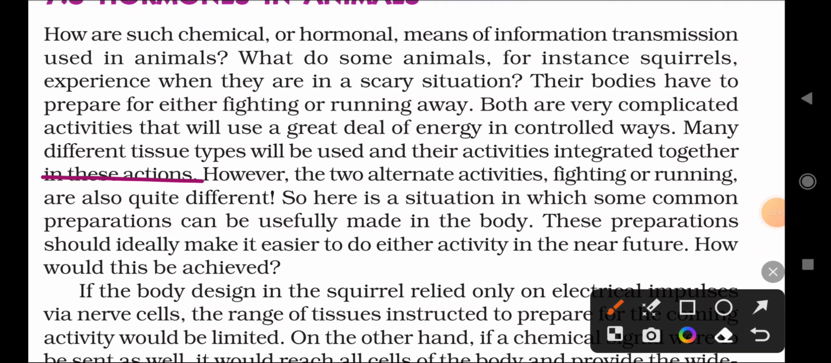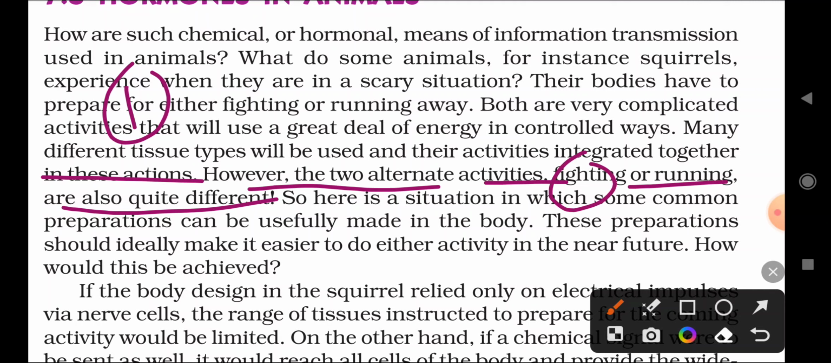In these actions, however, the two alternative activities of fighting and running are quite different. The deer or squirrel is deciding between them, and fighting is one condition while running is another. There is no similarity between fighting and running. They are two quite different activities.